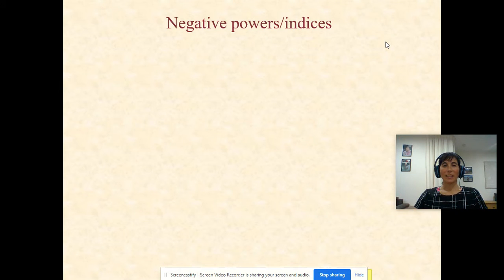Kia ora. Negative powers or indices. Simplify g squared over g to the power of 5.